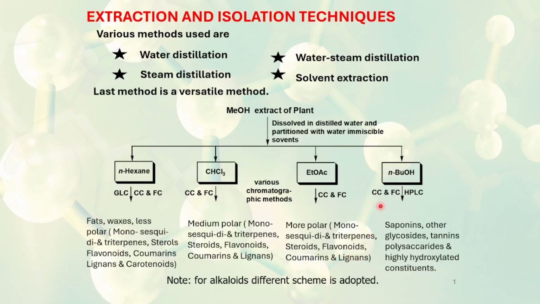And lastly, in butanol, highly polar compounds will be present: saponins, other glycosides, tannins, polysaccharides, and highly hydroxylated constituents. For alkaloids, actually a different scheme is adopted for isolation and extraction.